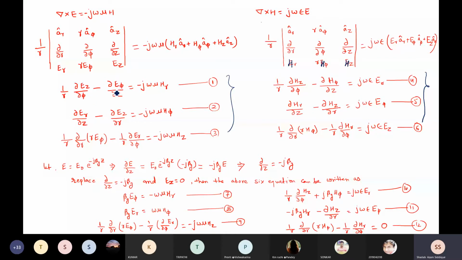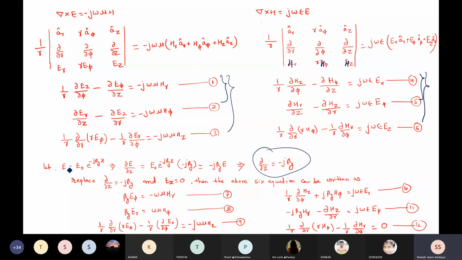There also we got the six equations, and basically we are focusing on these two equations and these two equations, not the last equation. We will be able to find all six field equations by substituting E_z equal to 0 and del upon del z equal to minus j beta_g. So first, we know how we get del by del z equal to minus j beta_g. To have this, we will do some background work.